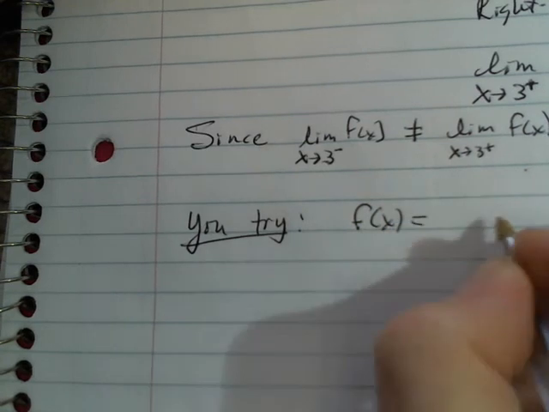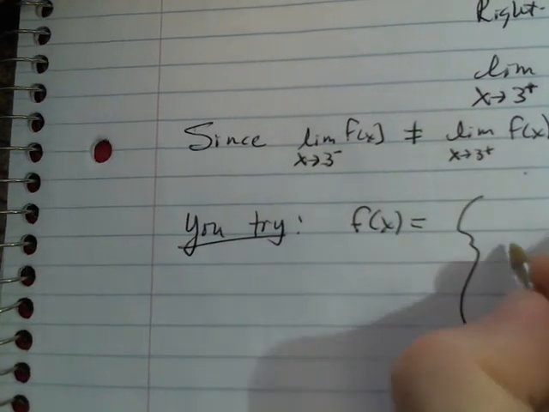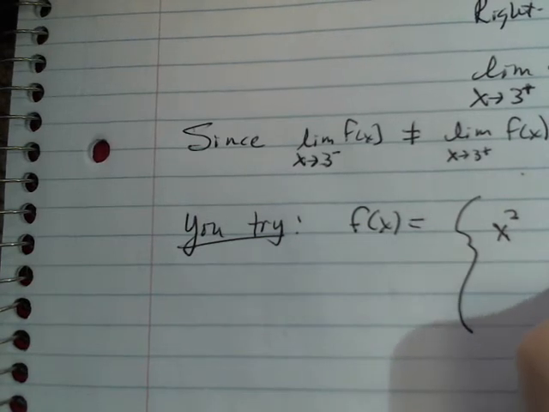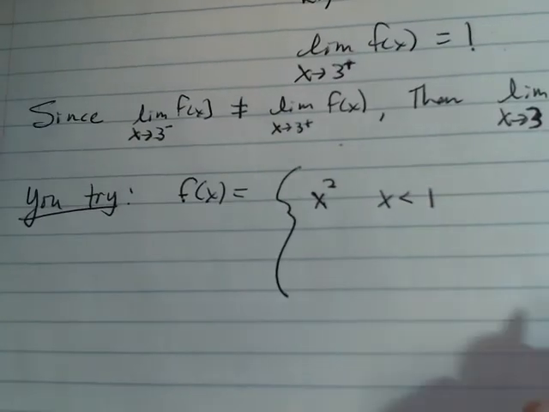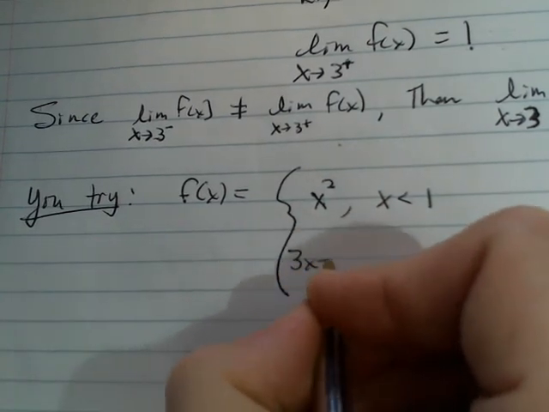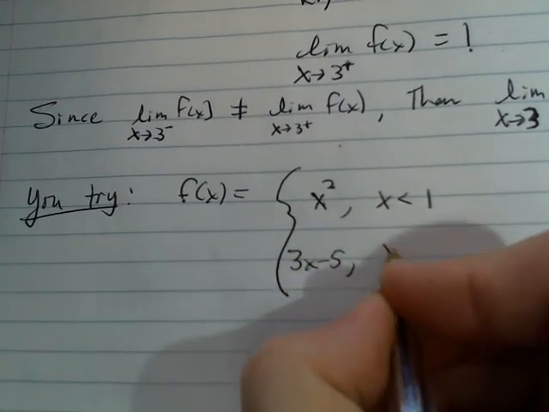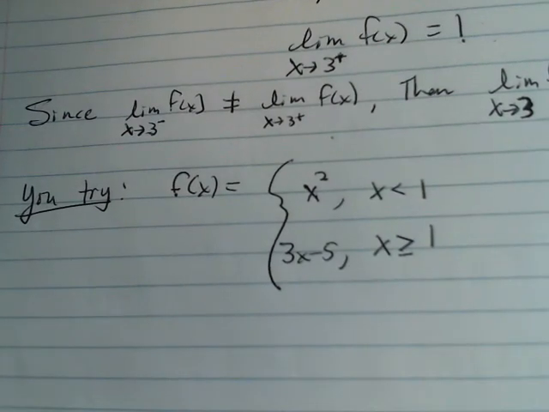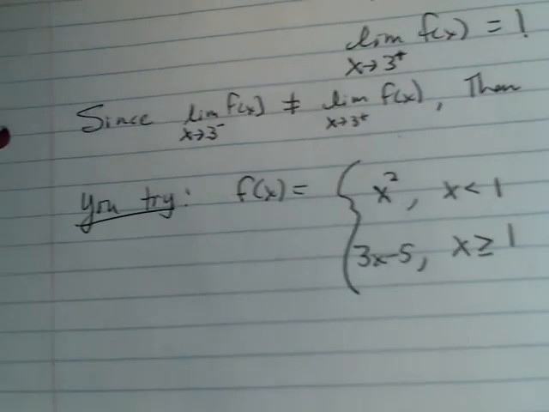But let's say f of x is equal to this piecewise function. Let's say it's equal to x squared when x is less than 1. And let's say this function is equal to 3x minus 5 when x is greater than or equal to 1. So there's your function. I want you to find 4 things.